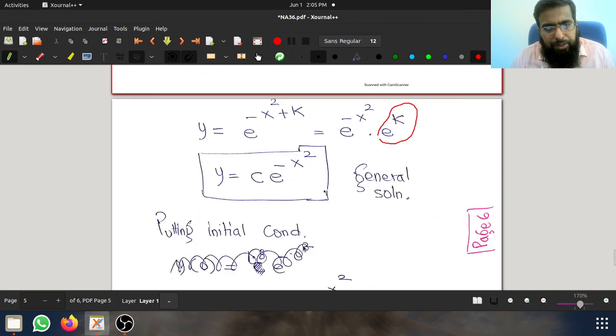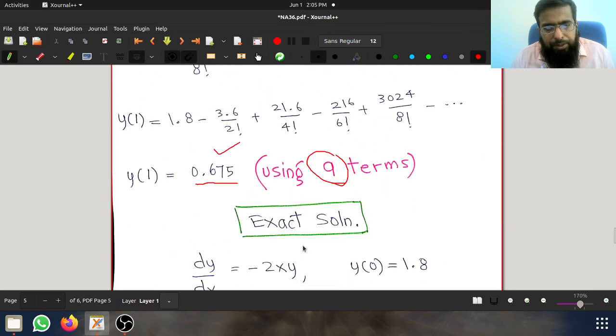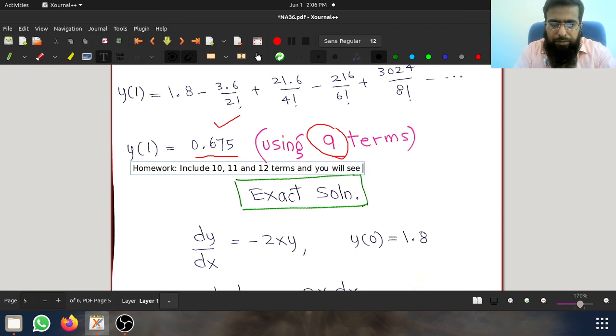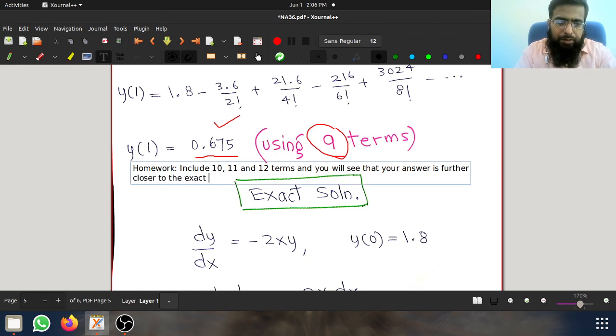Right, so I encourage you to use more terms. In fact, I want to give it as homework. Include 10, 11 and 12 terms, and you will see that your answer is even closer to the exact answer, 0.666. Right, that's all for this lecture.